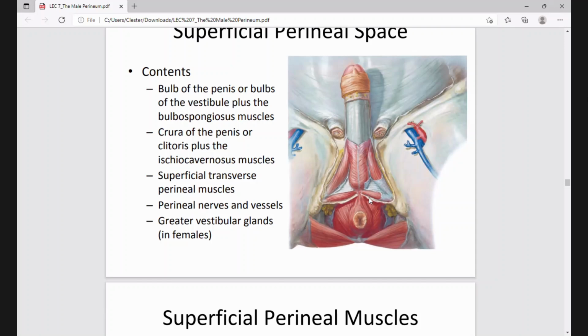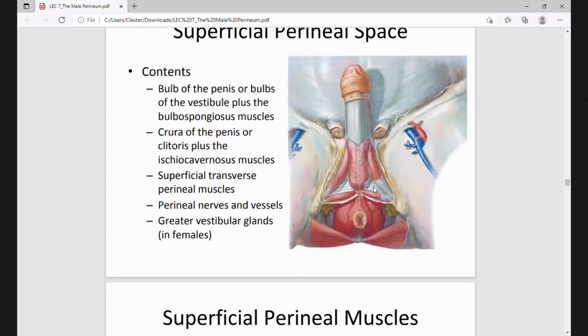Notice that pagdating dito po, hanggang dyan na lang po yung perineal fascia mo. It does not continue here in the anal triangle. Dito, nag-fuse na siya dyan. So that your superficial perineal fascia ay nandito lang po. Wala po dito. Ito lang po ang superficial perineal fascia. And that white structure there is what we call the deep layer of your perineal fascia.